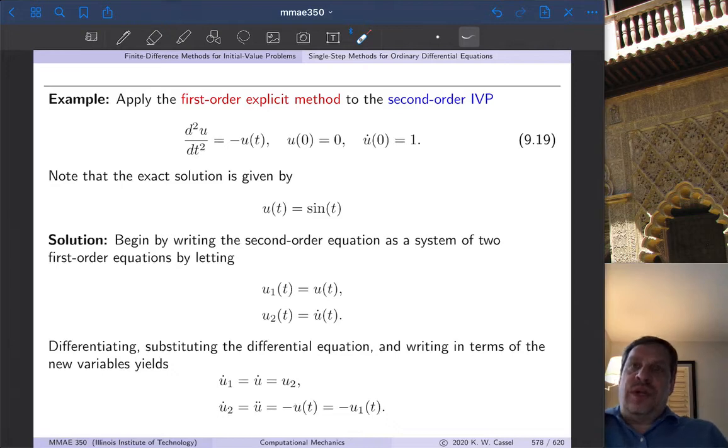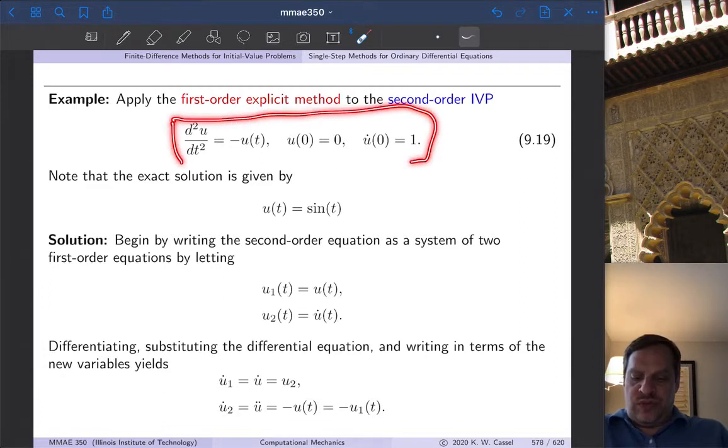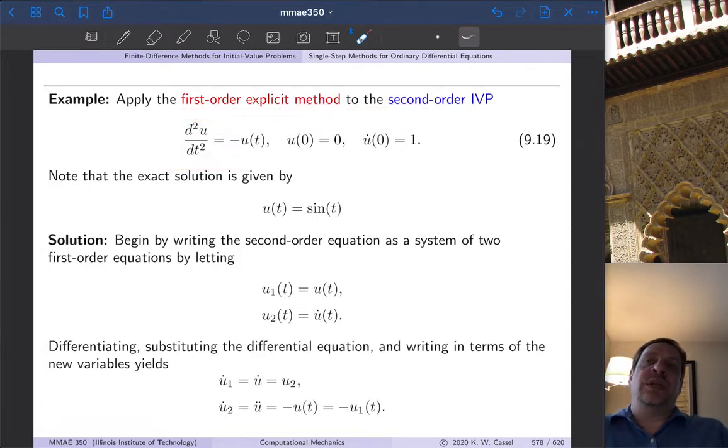In the last video we showed how to convert an nth order initial value problem, so a single nth order differential equation, into a system of n first order differential equations. And now we're going to show through several examples how we can solve those systems. We're going to use the same problem, which I'll go over in a second. First we'll solve it using the first order explicit method, and then the first order implicit method, and then Crank-Nicolson, the three methods that we went through in a series of videos before this.